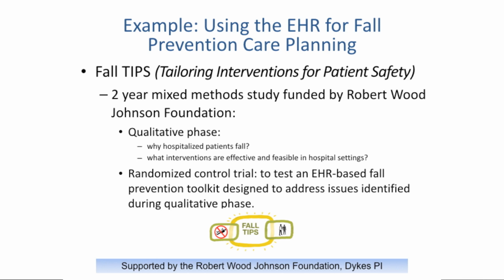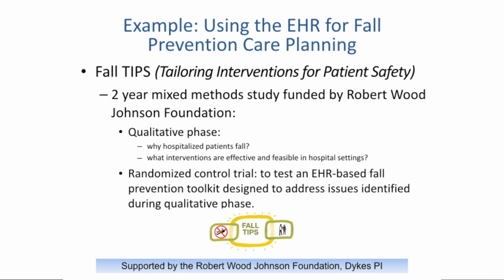So we did a mixed method study, including both a qualitative phase, where we went back and talked to nurses and other professional and paraprofessional providers in the hospital. We also talked to patients who had fallen. And we're really curious about, from their perceptions, why it was that patients were still falling in the hospital, and what did they think was both effective and feasible in hospital settings. And so from that qualitative work, we developed a Fall Tips toolkit, and then we conducted a cluster randomized control trial to test its effectiveness.